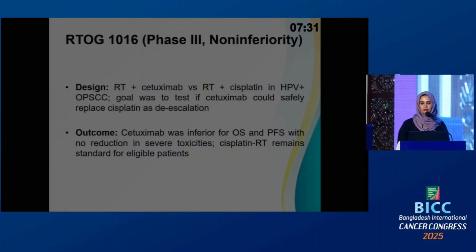One of them is the RTOG 1016, a phase 3 non-inferiority trial. It's mainly radiation plus cetuximab versus radiation plus cisplatin. Of course, I'm talking about HPV, so I will not repeat HPV each time. And the goal was to test if cetuximab could safely replace cisplatin as de-escalation. The outcome was no. Cetuximab was inferior to cisplatin.